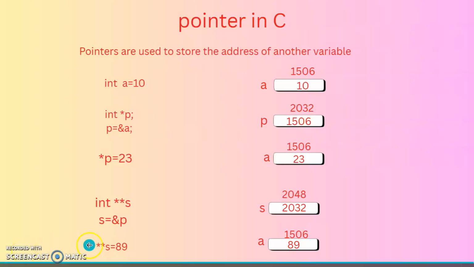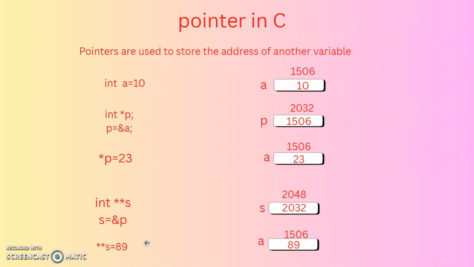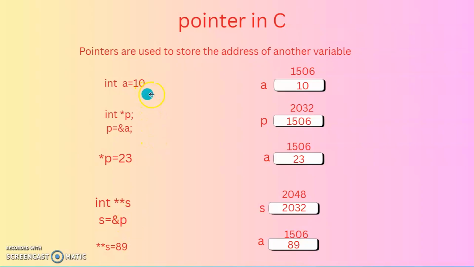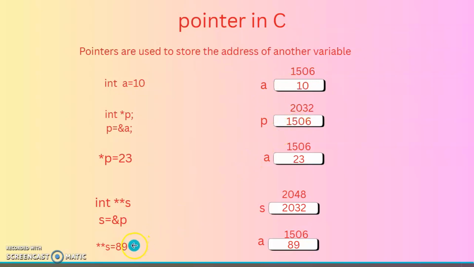Observe the last statement. Double asterisk s is equal to 89. So what do you mean by this? s is a pointer and it has the address of another pointer variable p. So what is p pointing to? p is pointing to address of a. That means address of a is stored in p. So in this statement, what will happen? s is pointing to p and p is pointing to a. So a value will be changed to 89.